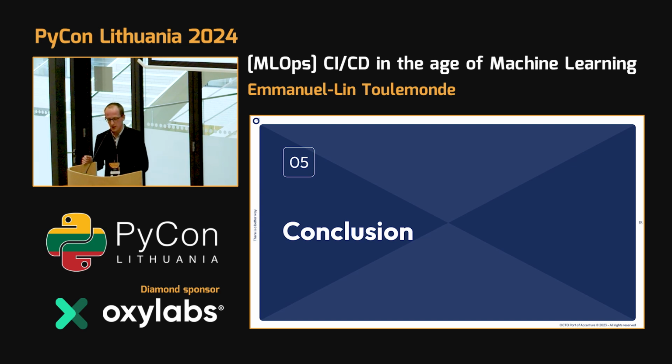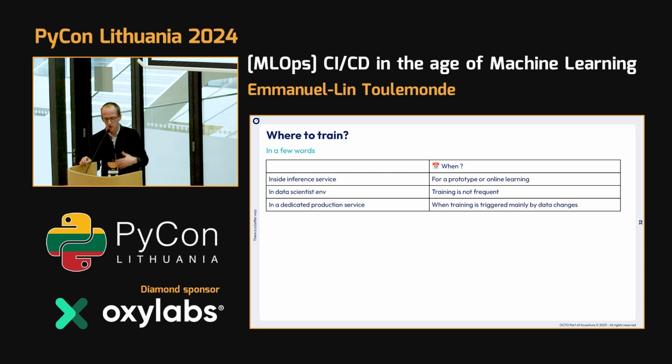So maybe, I talk really quickly, cool, we could have some questions. Maybe to summarize a little bit what I tried to show you. So where should I train my model? Well, I could do it in the inference service when I'm building a prototype, or when I'm doing some online learning. You know, you train your model every time you make a prediction, like reinforcement learning and stuff like that.